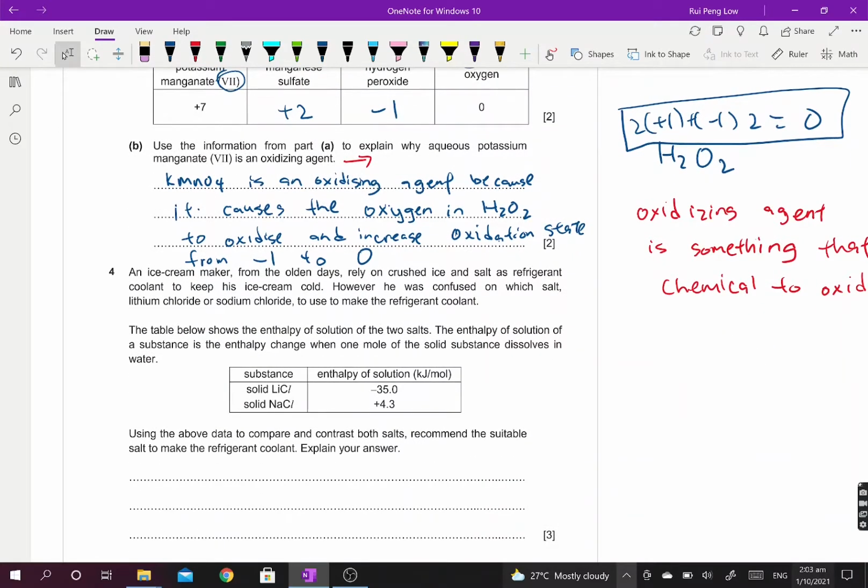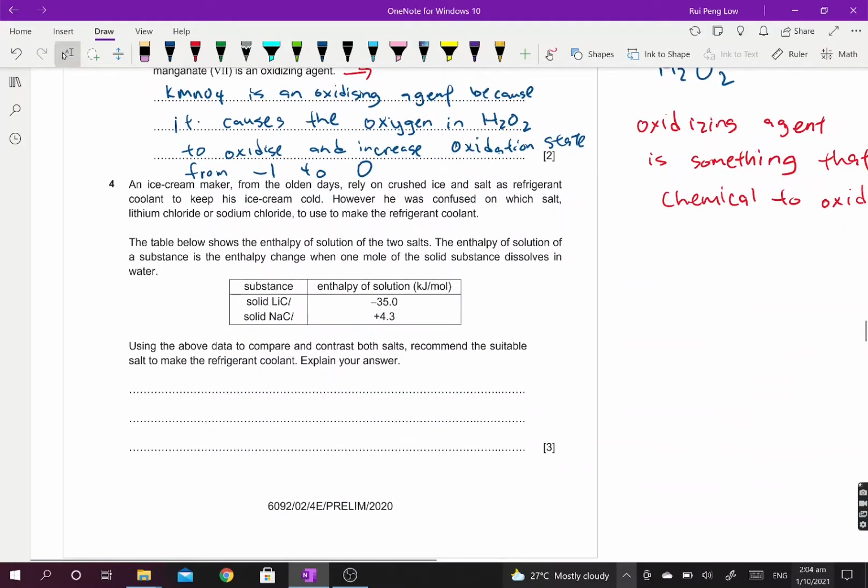Alright, so question 4. An ice cream maker from the olden days relies on crushed ice and salt as refrigerant coolant to keep his ice cream cold. However, he was confused on which salt, lithium chloride or sodium chloride, to use to make the refrigerant. The table below shows the enthalpy of solution of two salts. The enthalpy of solution of a substance is the enthalpy change when 1 mole of substance dissolves in water. Now, using the above data, compare and contrast both salts. Recommend a suitable salt to make refrigerant.